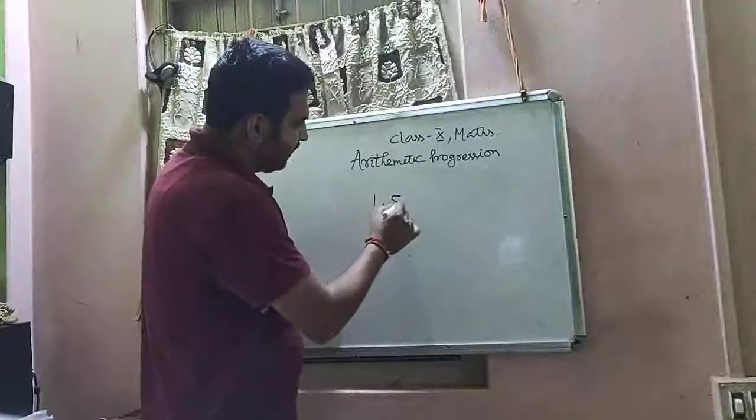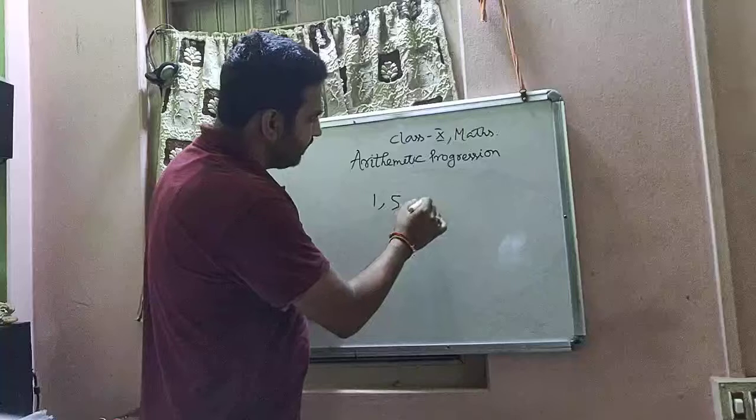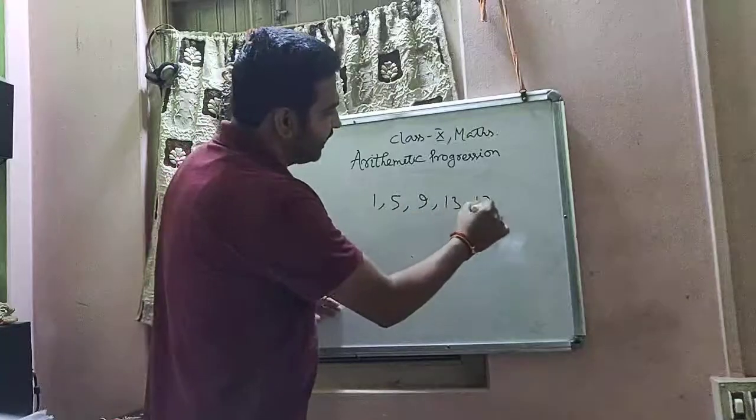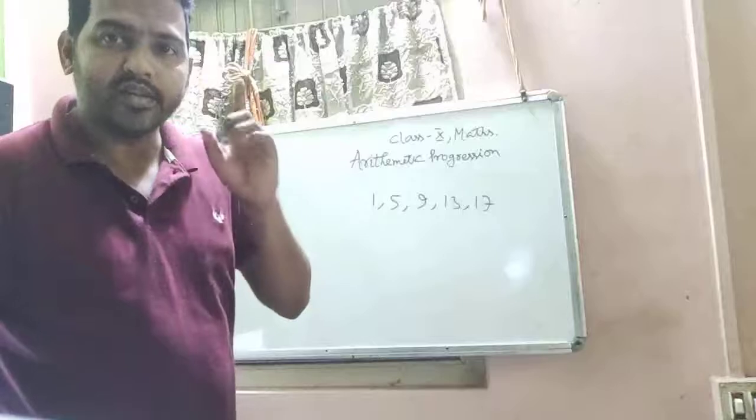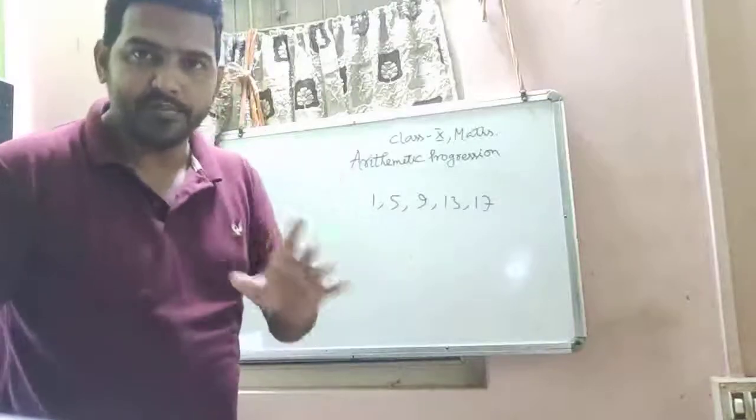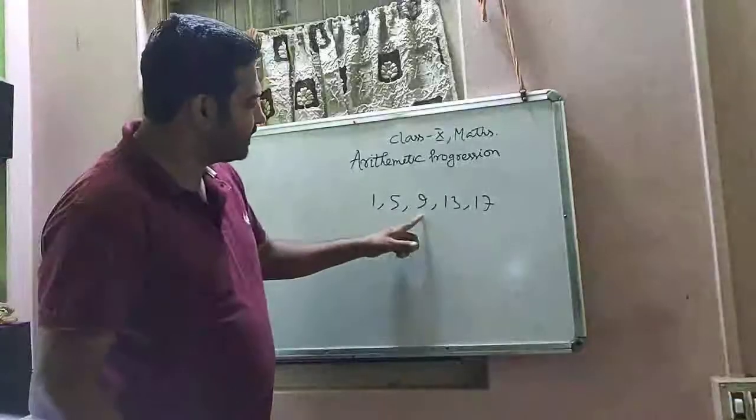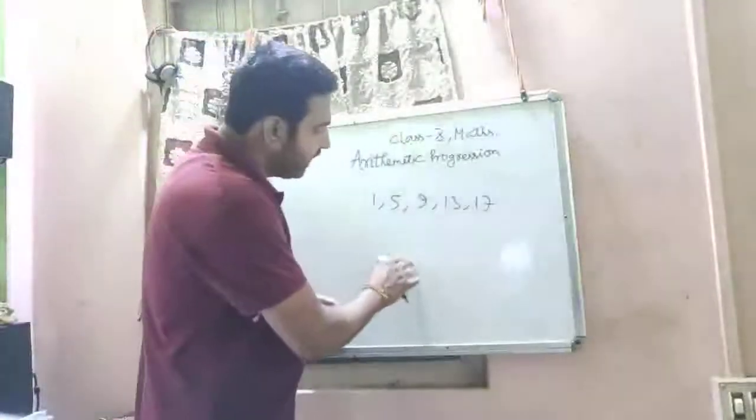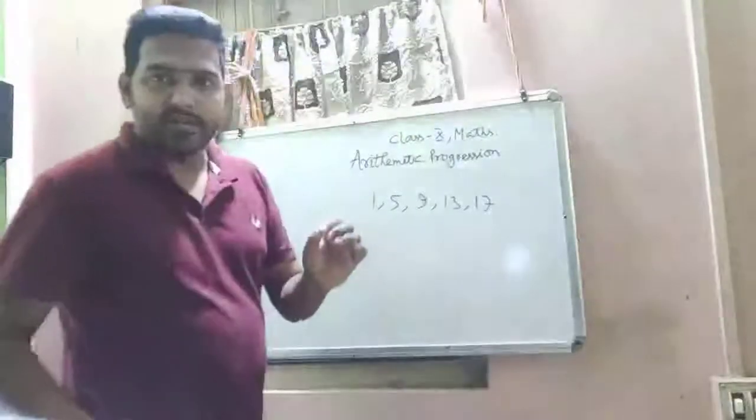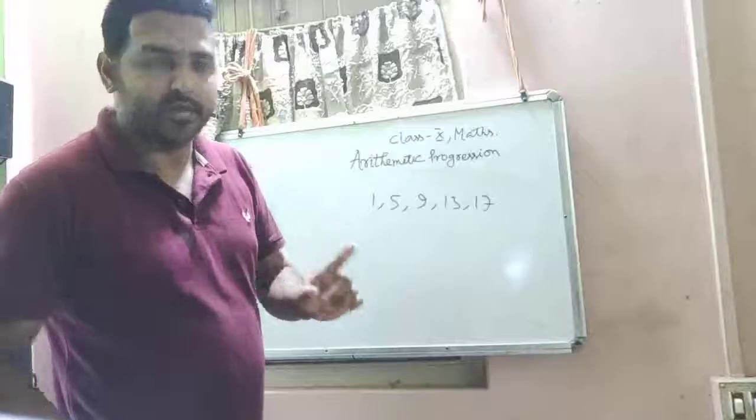Now let me write a series where the numbers are in AP. 1, 5, 9, 13, 17. Suppose this is a series of numbers where the numbers are in AP, because the difference is 4 in all cases. So here we have to take some symbols representing some numbers.